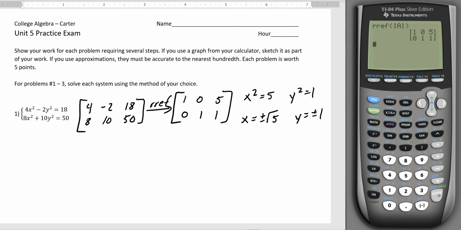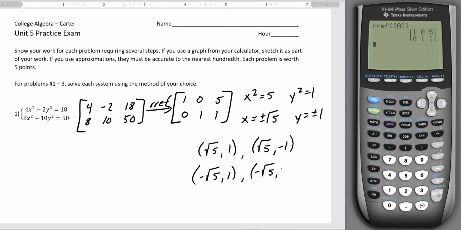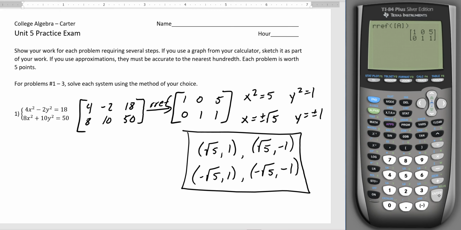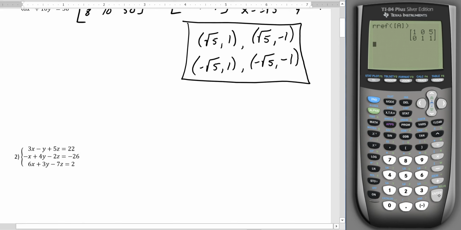Those solutions are going to be the square root of 5, comma 1. Then we will have the square root of 5, comma negative 1. Then we will have negative square root of 5, comma 1. And the negative square root of 5, comma negative 1. And there are our 4 solutions to this system. Excellent. Let's look at number 2.